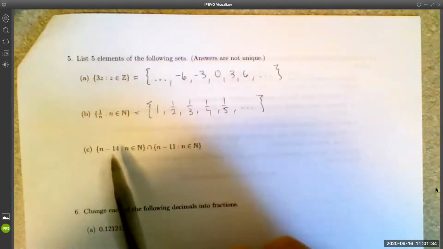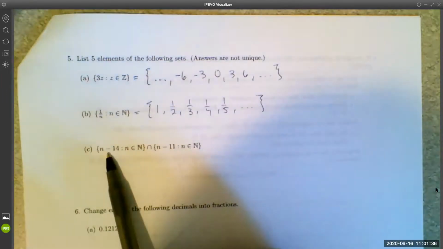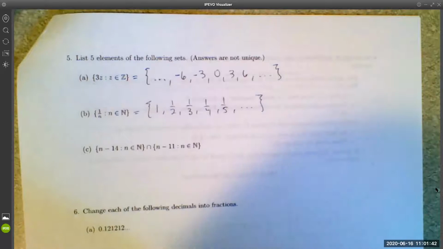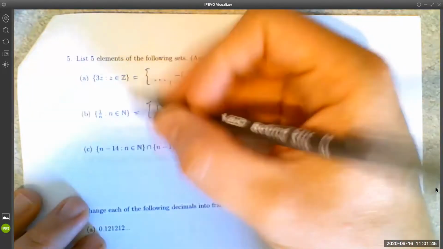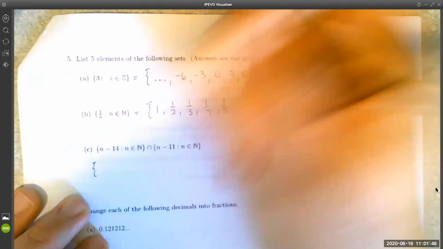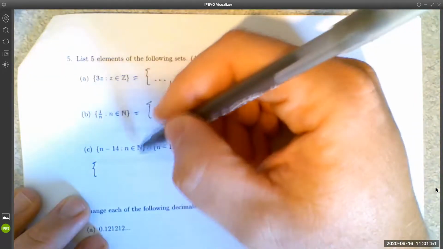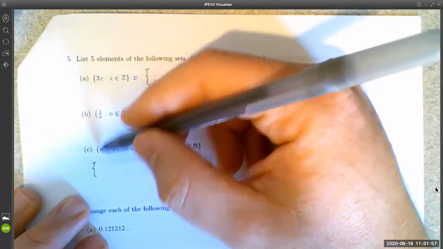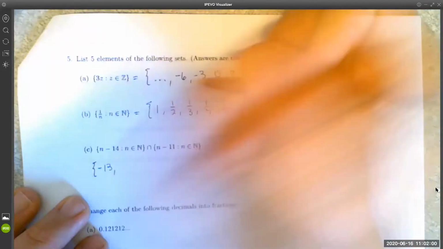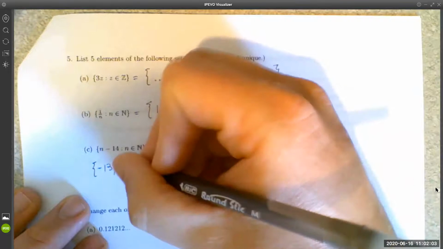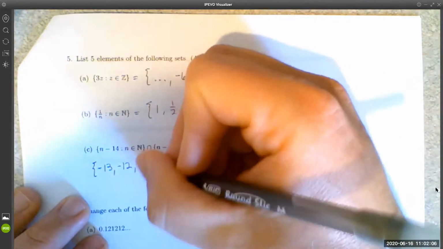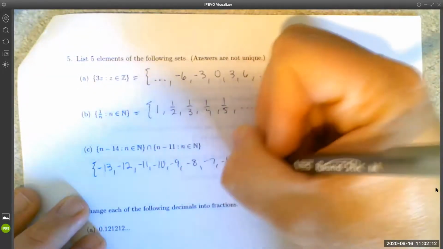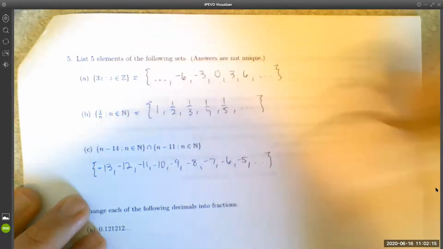Okay. Ooh, this is kind of an interesting one. n minus 14, where n is a natural number, intersect n minus 11, where n is a natural number. I'm going to have to do some scratch work here. So I'm going to start at 1. Since we're dealing with natural numbers, 1 is the smallest natural number, so it seems like a good place to start. If I plug in 1, 1 minus 14 is -13. If I plug in 2, 2 minus 14 is -12, and so forth, right? 11, 10, 9. I don't know how far I'm going to go, but okay, so that's that first set.